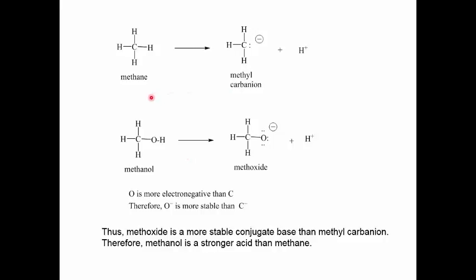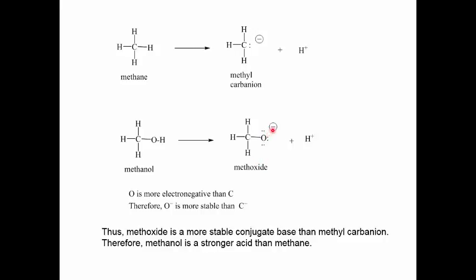Here I've written equations for the proton dissociation of each acid, methane and methanol. The key now is to look at the conjugate base that each acid forms. Methane forms this conjugate base. It's called the methyl carbanion. There's a -1 charge on the carbon. Methanol forms this conjugate base. It's called methoxide ion. Notice there's a -1 charge on the oxygen.